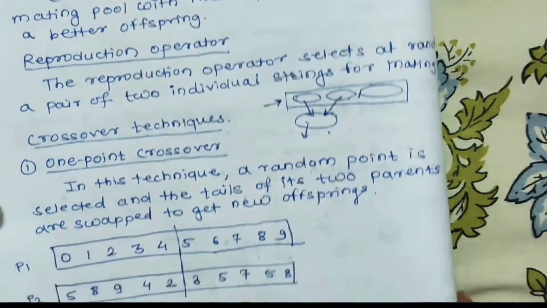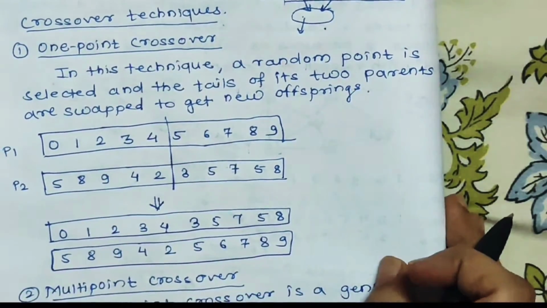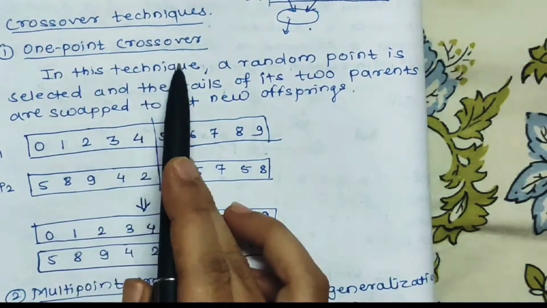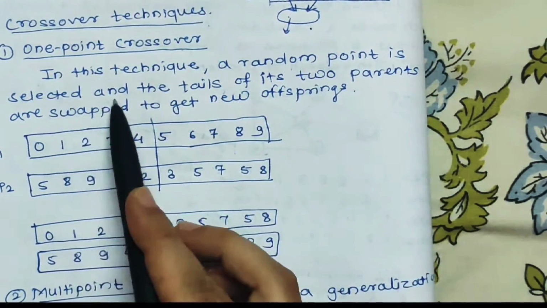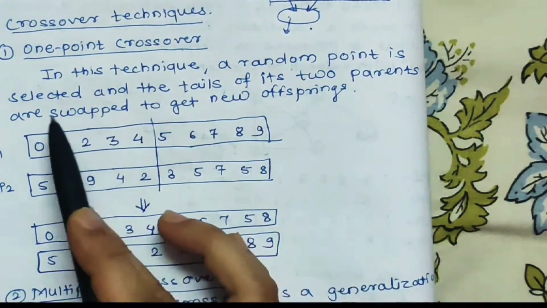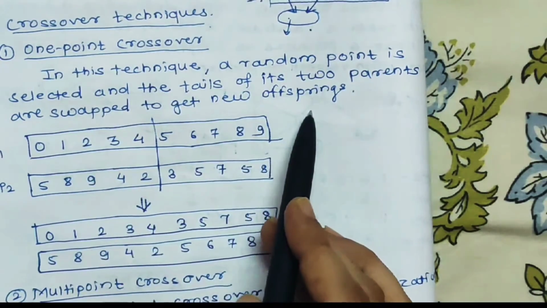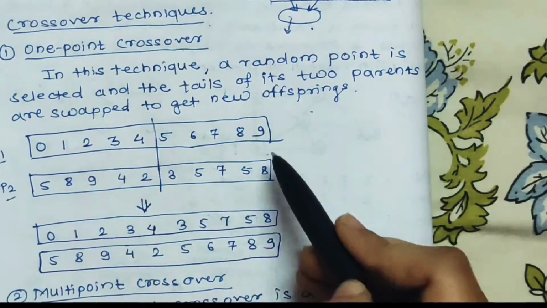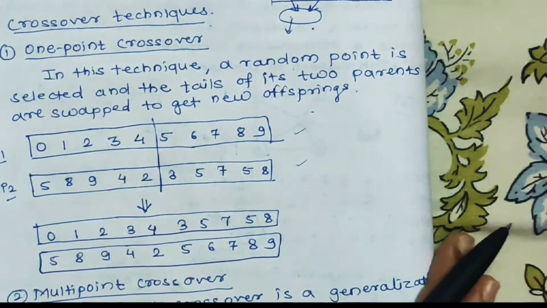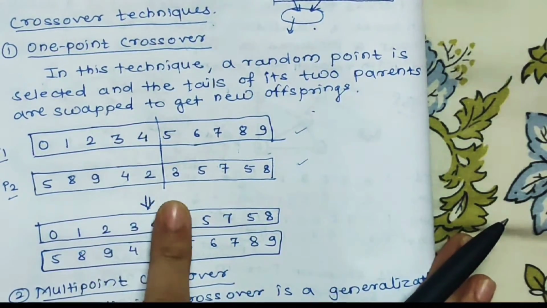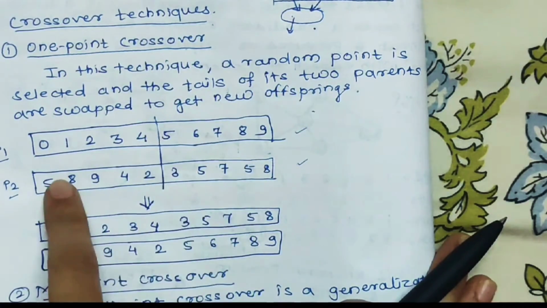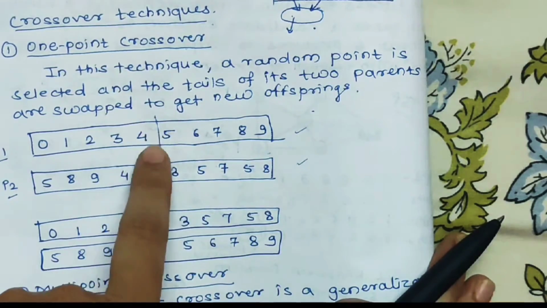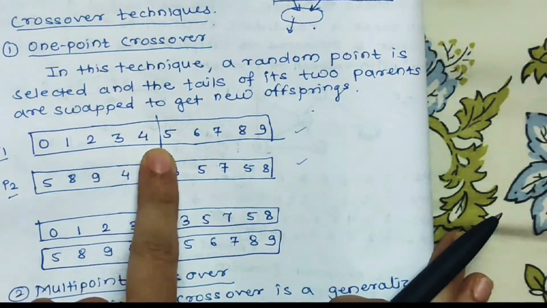Now we will discuss various crossover techniques. The first technique is one-point crossover. In this technique, a random point is selected and the tails of the two parents are swapped to get new offspring. So we have selected two parents, P1 and P2, or two solutions, and now we are applying one-point crossover. A random point is selected. We have selected this position, that is, after 4 we have selected a crossover point.